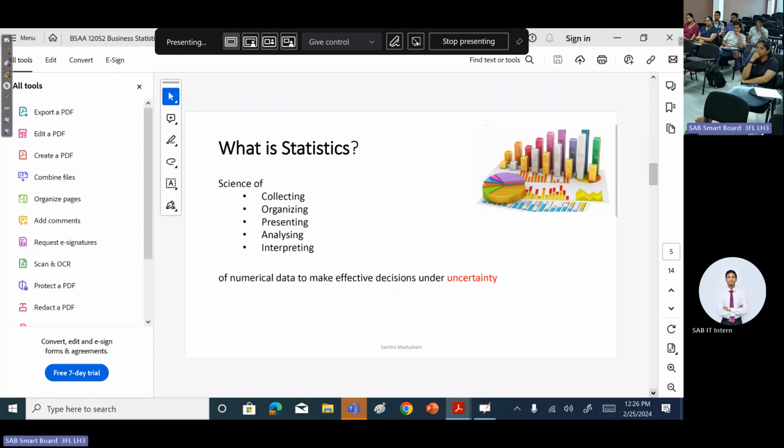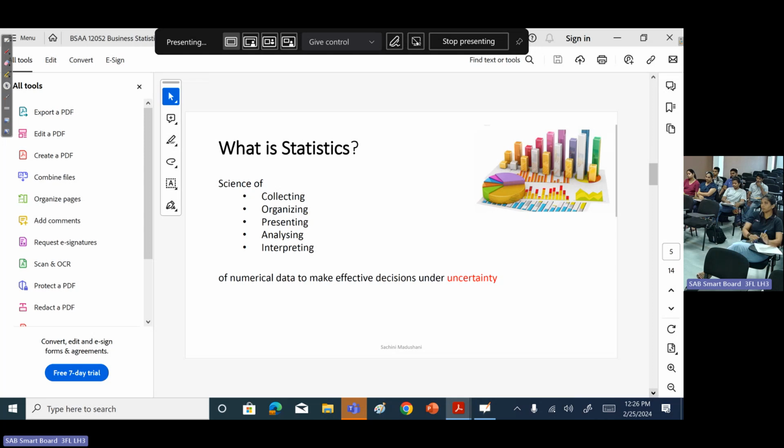What is statistics? Essentially, we can say statistics is a process. Do you know the process? Yes or no? A process has inputs, then the process, then outputs. Statistics is a process. Then what is the input in the statistics process? Data. Data is the input of the statistics process.